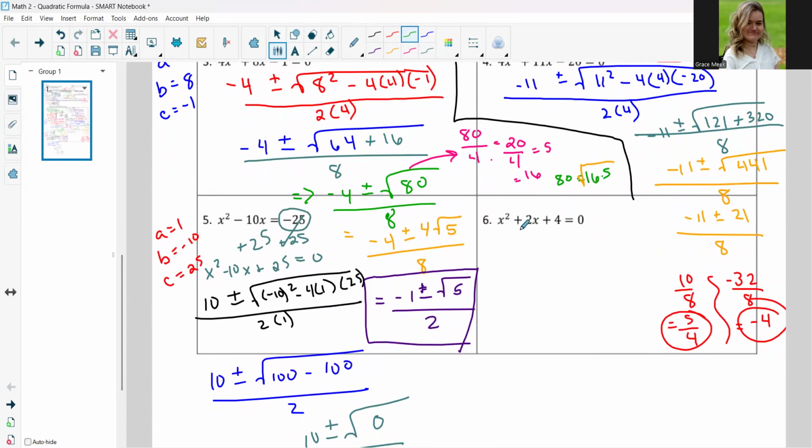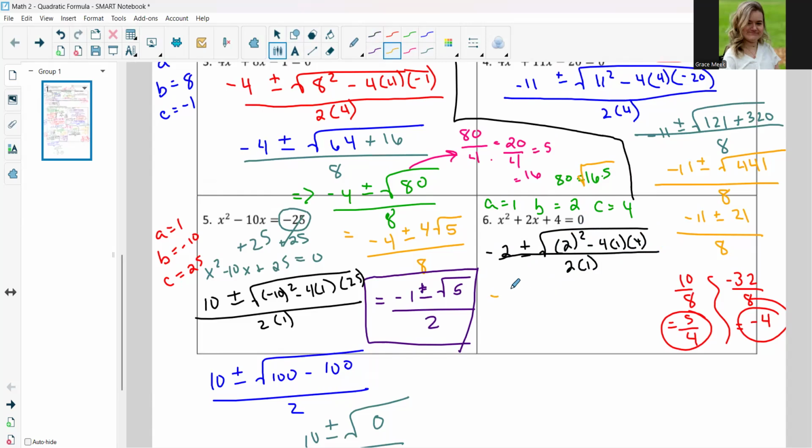All right, last but not least, this one is in quadratic formula form, so I can just go ahead and do A as being 1, B as being 2, and C as being 4. And then I'm going to have -2 plus or minus the square root of b squared, which is 2, minus 4 times 1 times 4, all divided by 2 times 1.